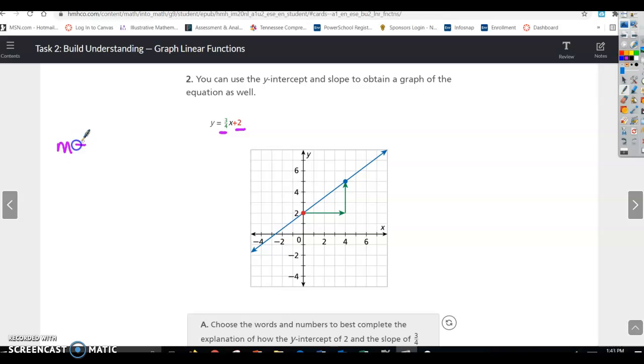Remember, our slope is rise over run. That's our change in y over our change in x. Alright, so we're going to rise 1, 2, 3, and we're going to run 1, 2, 3, 4. Now it looks like they've run first and then risen, which means they're starting with the denominator. But I always like to do rise over run, so I go 1, 2, 3, 1, 2, 3, 4, but you can see we end up at the same location.